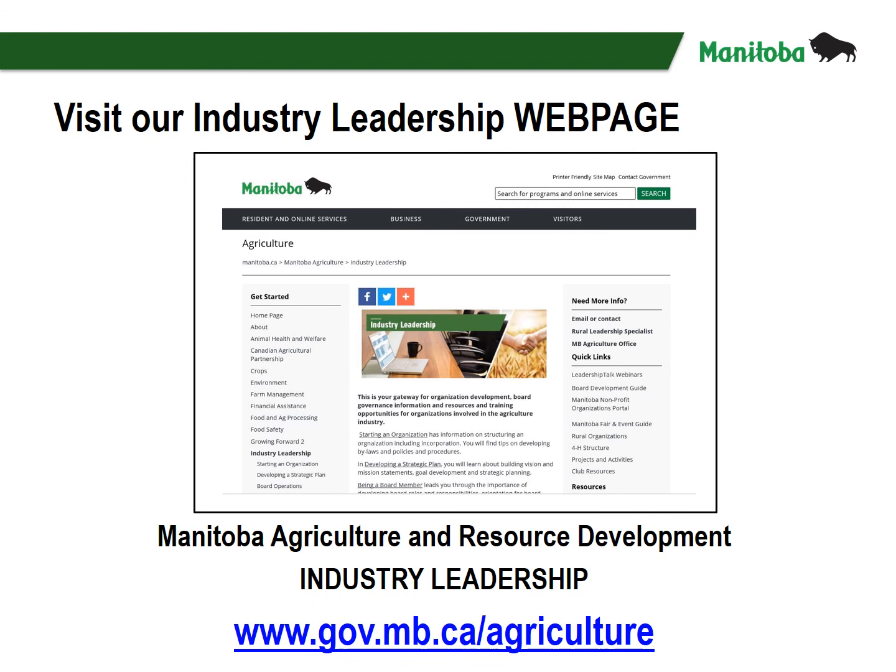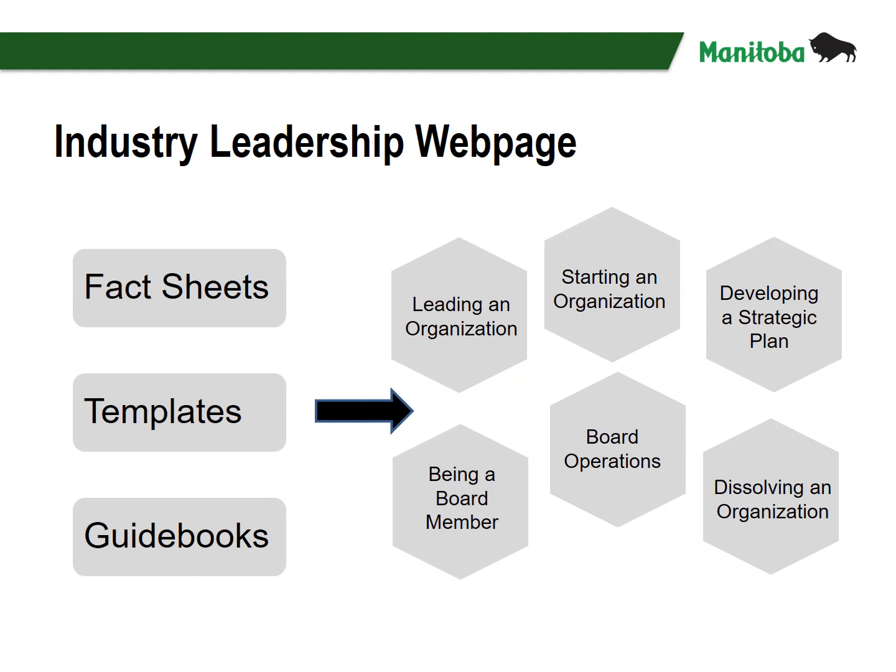Make time to visit our Manitoba Agriculture and Rural Development Industry Leadership webpage at gov.mb.ca/agriculture. There you will find a number of resources including fact sheets and worksheets, templates, and guidebooks that will help you strengthen your organization. You will also find contact information for rural leadership specialists who are available to work with your agriculture organization. The website contains a wealth of information related to leading an organization, starting an organization, developing a strategic plan, being a board member, board operations, and dissolving an organization. The resource section contains a number of tools and links that you will find helpful.